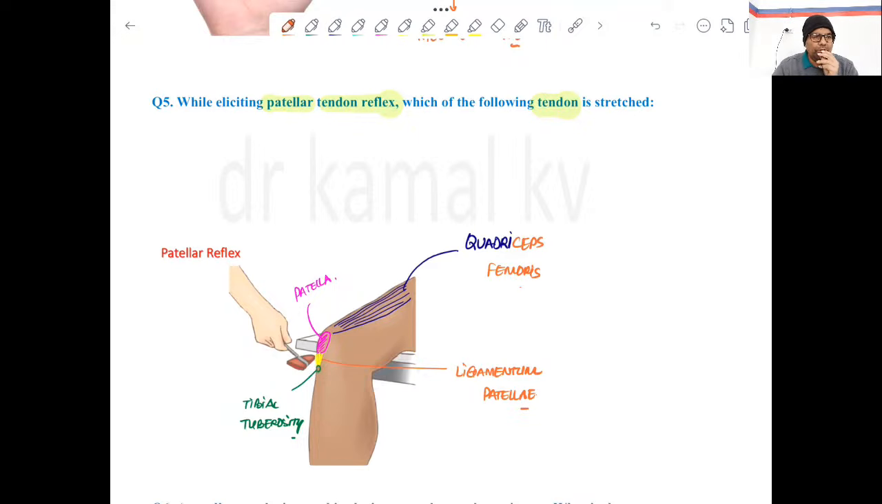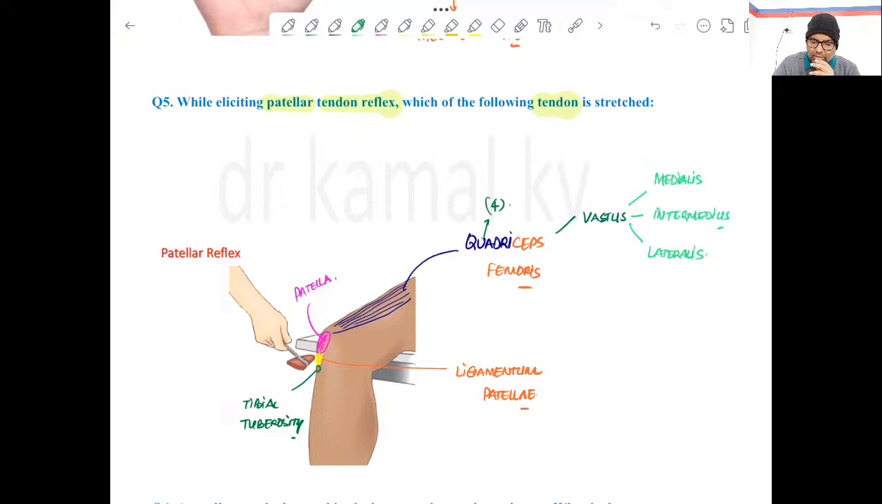Now we are using the word quadri. Quadri means 4. So it has got 4 heads. 3 of heads starts with the word vastus. So vastus medialis, outer side will be lateralis, and in between will be intermedius. Clear? So these are the 3.